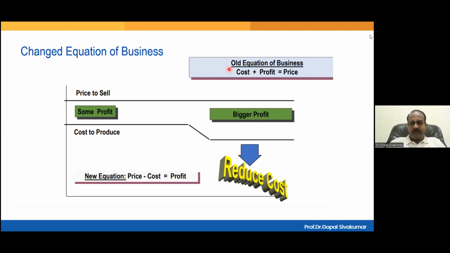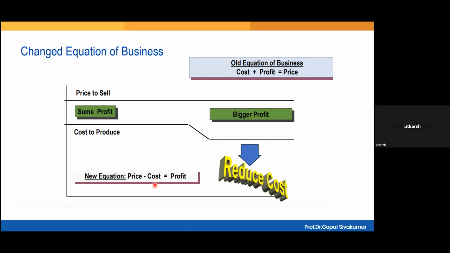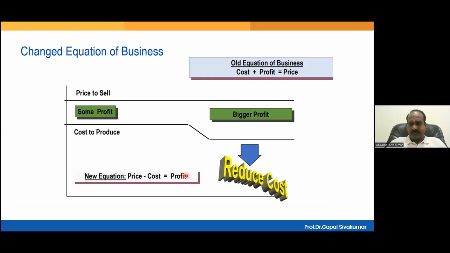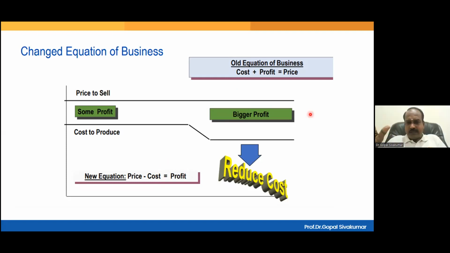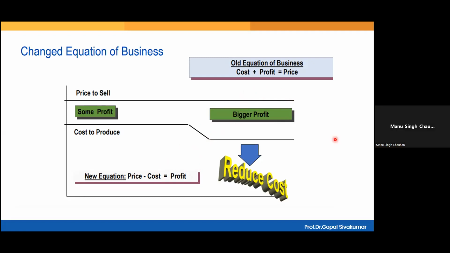So you must start believing in the other equation. What is the other equation? Price minus cost. If I reduce my cost, what will happen to my profit? It will increase. We will become more profitable. So without hurting the interest of the customer, because the customer always wants a high quality product at a low cost, without hurting the customer's interest and requirement, I will still be able to make a big profit when I start believing in the second equation. What is the second equation? Price minus cost equals profit.